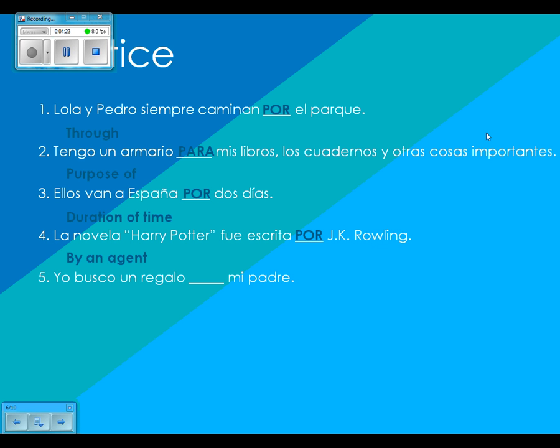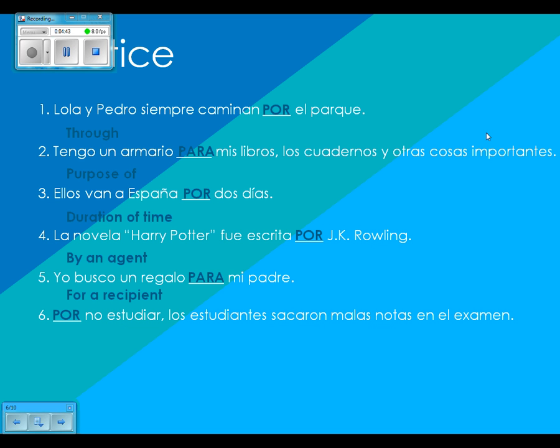Number 5. Yo busco un regalo blank mi padre. Para, for a recipient. It is para because the gift I give is for the recipient, who is my dad. Number 6. Blank no estudiar, los estudiantes sacaron malas notas en el examen. Por, because of. It is por because of not studying the students receive bad grades on the test. Number 7. Blank un español habla inglés muy bien. Para, in spite of. It is para because, in spite of being Spanish, they speak English very well.